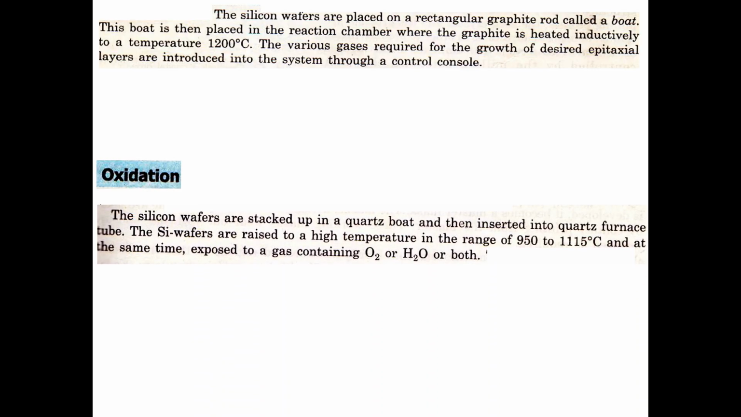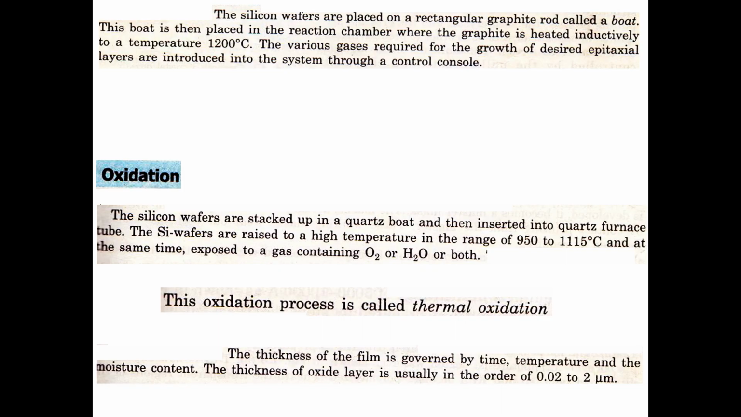Oxidation. The silicon wafers are stacked up in a quartz boat and then inserted into a quartz furnace tube. The silicon wafers are raised to a high temperature in the range of 950 to 1115 degrees centigrade and at the same time exposed to a gas containing oxygen or H2O or both. This oxidation process is called thermal oxidation. The thickness of the film is governed by time, temperature and the moisture content. The thickness of the oxide layer is usually in the order of 0.02 to 2 micrometers.